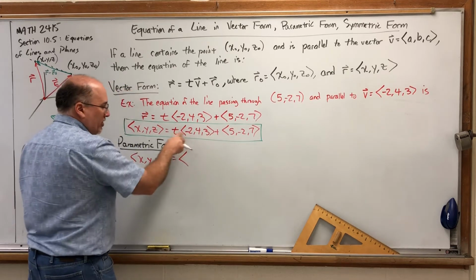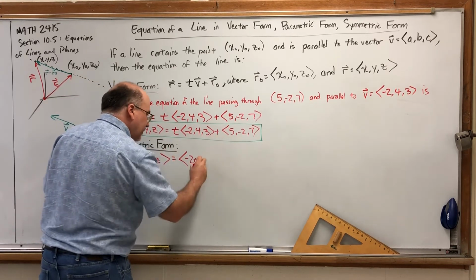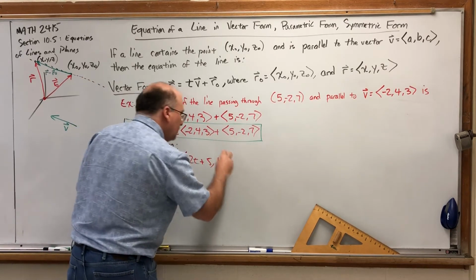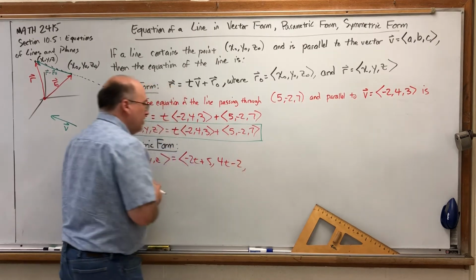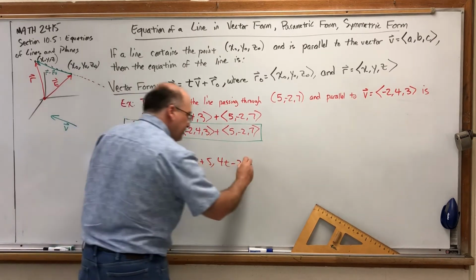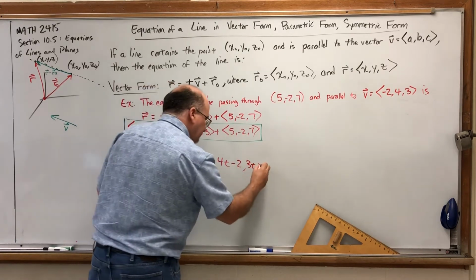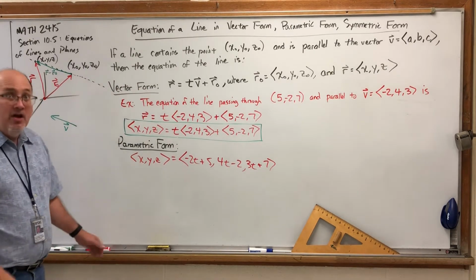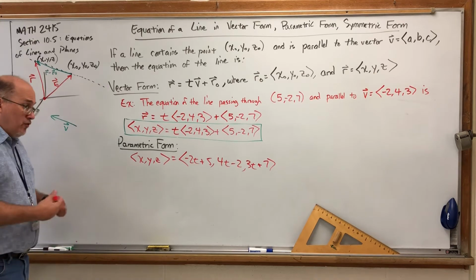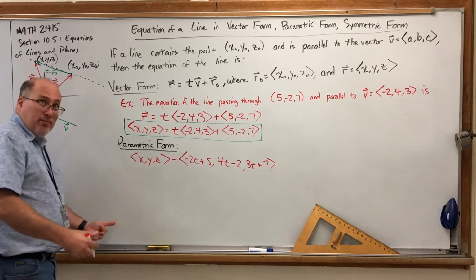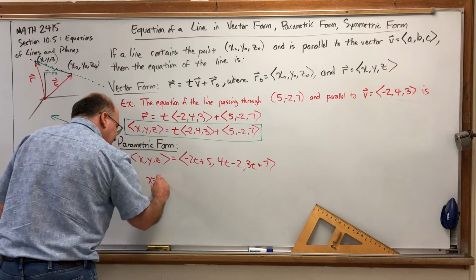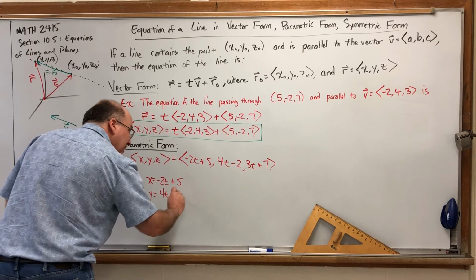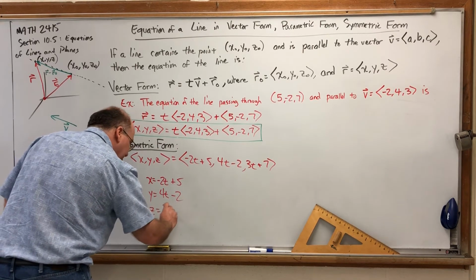So put a t here and add it to its component over there. In the x component, we would have negative 2t plus 5. In the y component, we would have 4t plus negative 2, so minus 2. And in the z component, we would have 3t plus 7. Now, this isn't parametric form. This is still technically vector form because I have one vector equal to another. Parametric form is where you just explicitly state what each component is equal to. In this case, x is equal to negative 2t plus 5, y is equal to 4t minus 2, and z is equal to 3t plus 7.